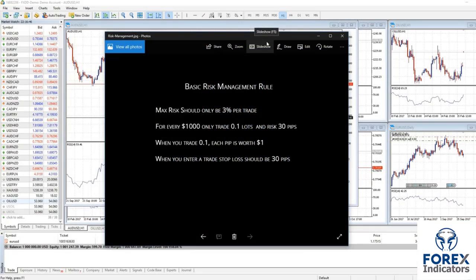Some basic risk management strategies. Okay, so when it comes to trading, guys, you should have some sort of rule as to how much you're willing to risk per trade. The reason this basic risk management rule exists is so that it prevents you guys from becoming emotional when trading.